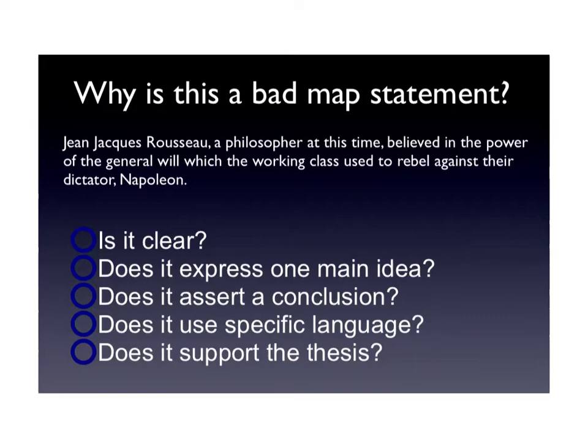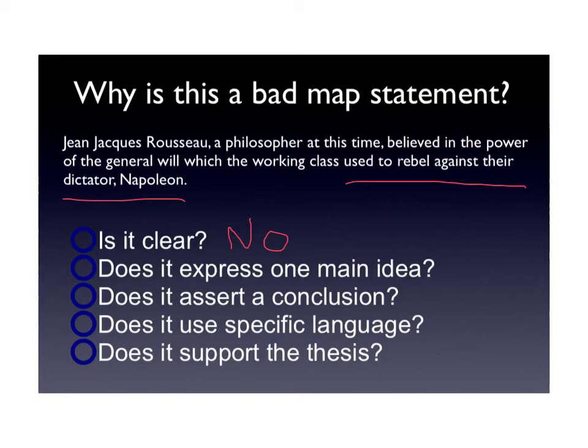Now, the language is very clear. It leads us through a very logical progression of ideas. But the end of the sentence, to rebel against their dictator Napoleon, is just dead wrong. The French people rose up against the king Louis XVI of France. Napoleon came later to reinstall law and order after the French Revolution had kind of failed. So it's not clear because the facts are wrong.